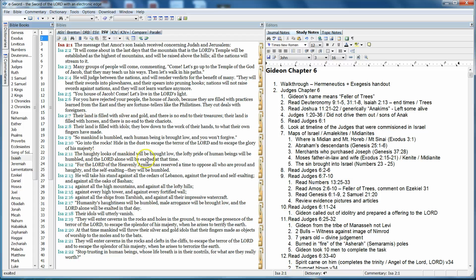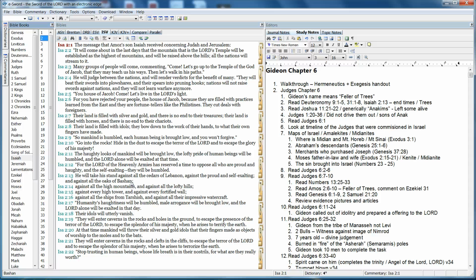"The haughty looks of mankind will be brought low. The lofty pride of human beings will be humbled, and the Lord alone will be exalted at that time. For the Lord of the heavenly armies has reserved a time to oppose all who are proud and haughty and self-exalting. They will be humbled. He will take his stand against all the cedars of Lebanon, and against the proud and self-exalting, and against all the oaks of Bashan."